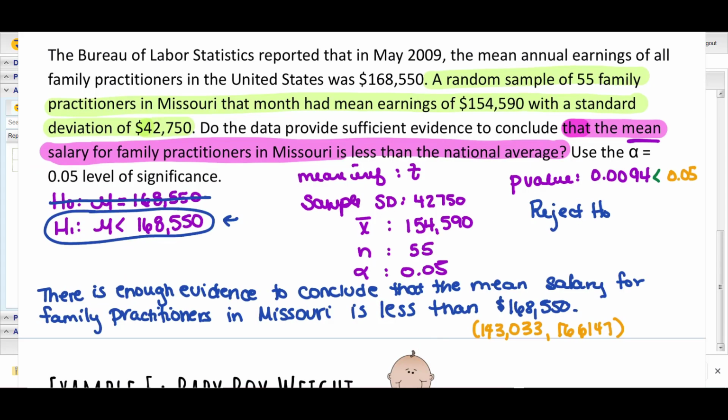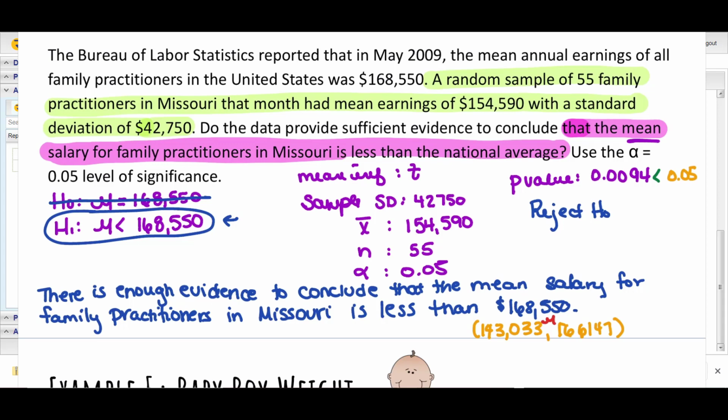This entire confidence interval, 143,033 to 166,147, what this is saying is that the true mean is falling somewhere between those two numbers. So the mean salary for family practitioners, we're 95% confident that the true mean salary for family practitioners falls between $143,033 and $166,147.